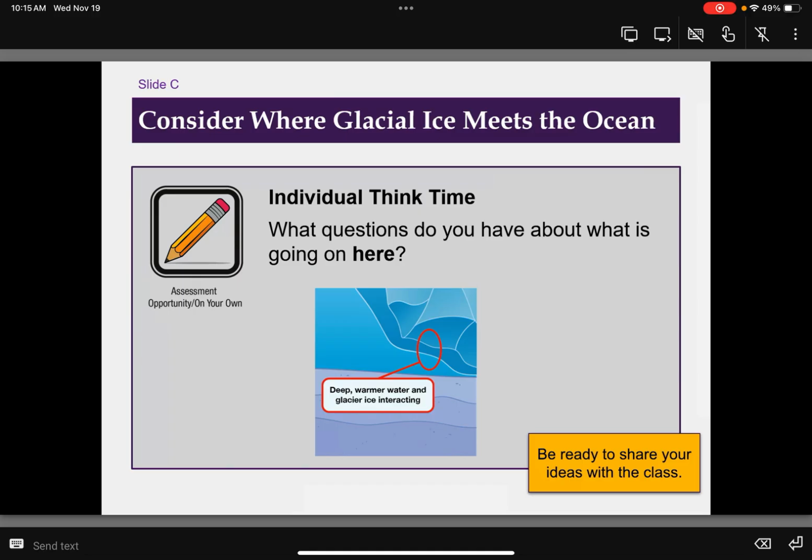Okay, talk to your table. What questions do you have? Warmer water is right there. That's not a question. That's what's happening in my mind. Okay, why is there warm water in the deep? That was my question. What if it melts, then it'll make the ice recede? Because the bottom is there, so it's just going to fall out.